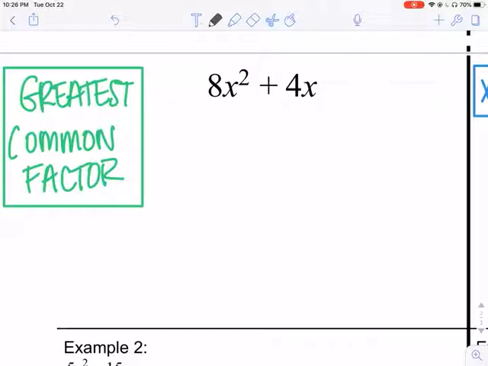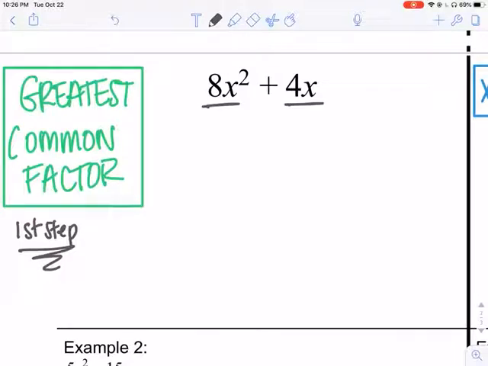So the first one is the greatest common factor. This is the first step on every problem, right? So you always want to try to take out something. That's always going to make your problem easier if you have something there. So I'm going to look for something that's in common between my two terms here.